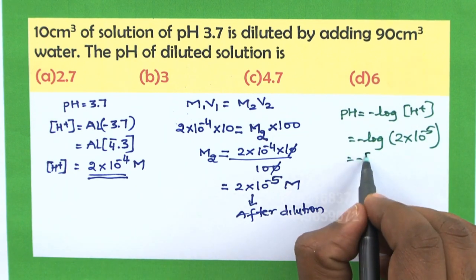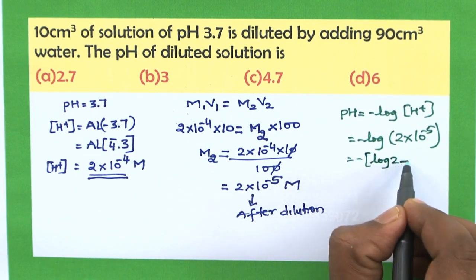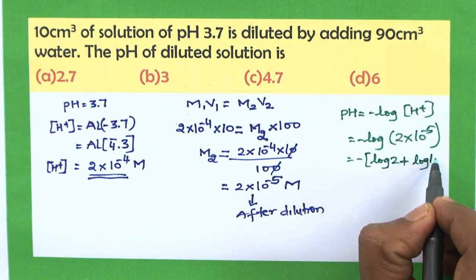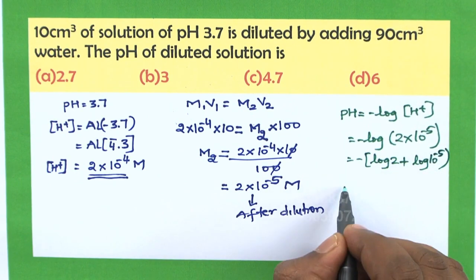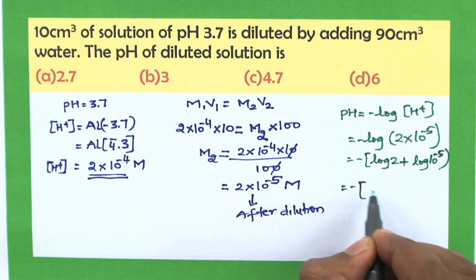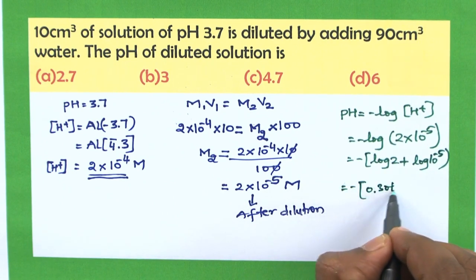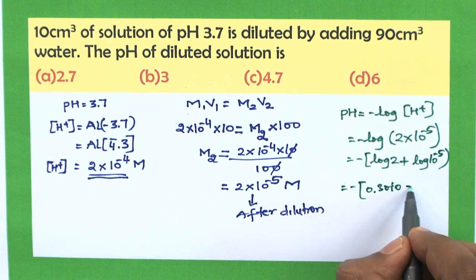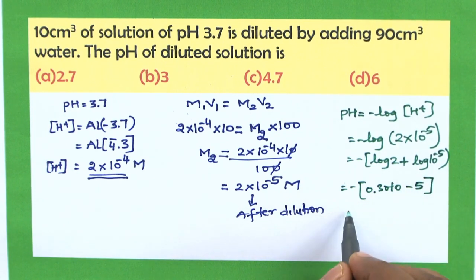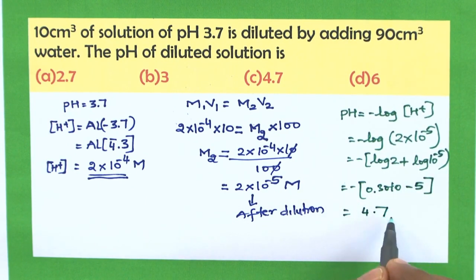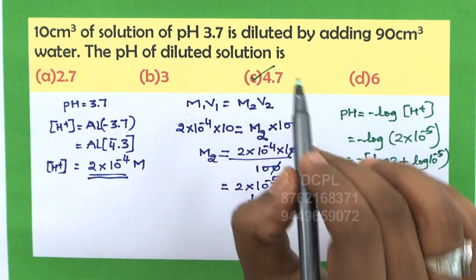So minus log 2 plus log of 10 to the power minus 5, that is equal to minus outside, log 2 is 0.3010, log of 10 to the power of minus 5 is minus 5 log 10, that will be equal to 4.7. Hence option C is the right answer.